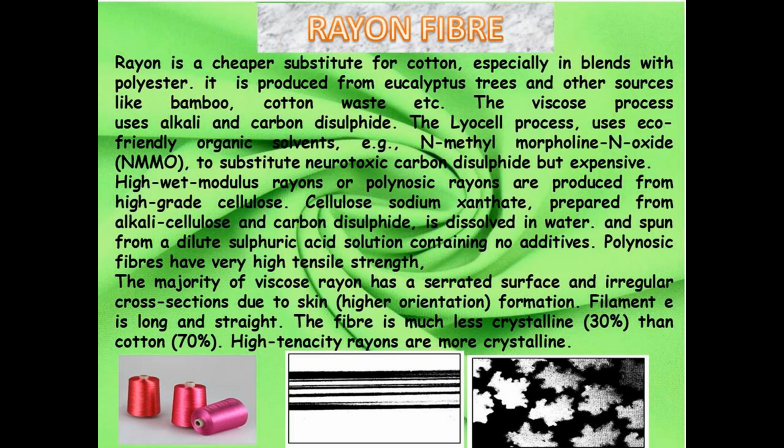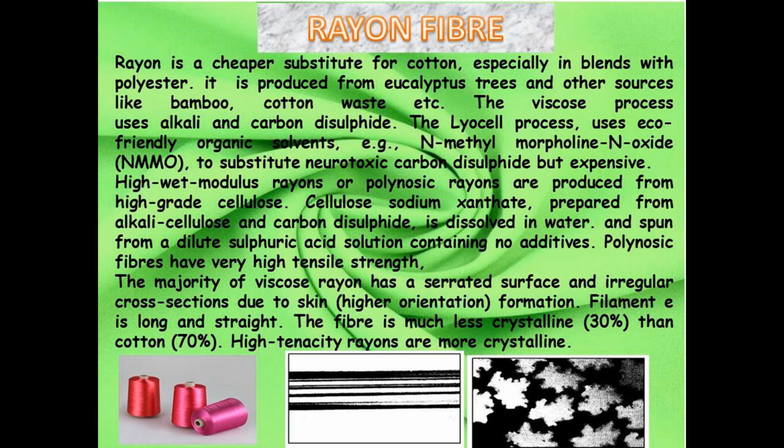High wet modulus rayons or polynosic rayons are produced from high grade cellulose. Cellulose sodium xanthate prepared from alkali cellulose and carbon disulfide is dissolved in water and spun from a dilute sulfuric acid solution containing no additive. Polynosic fibers have very high tensile strength.